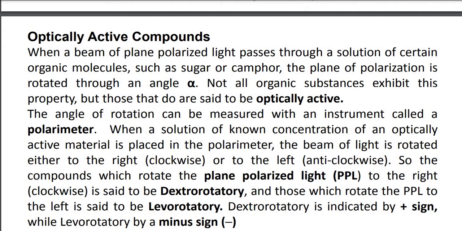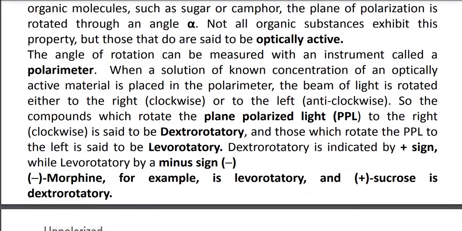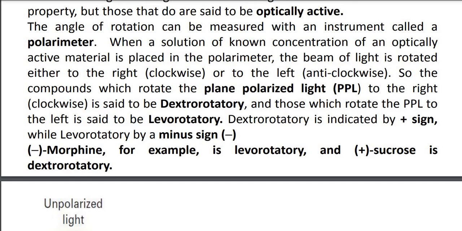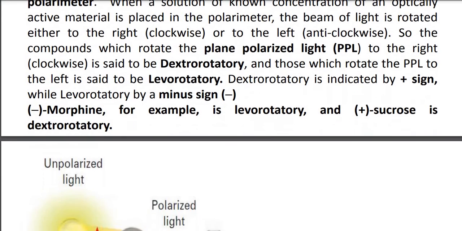When a solution of known concentration of an optically active material is placed in a polarimeter, the beam of light is rotated either to the right, clockwise, or to the left, anticlockwise. The compound which rotates plane polarized light to the right, clockwise, is said to be dextrorotatory, and those which rotate the PPL to the left are said to be levorotatory. Dextrorotatory is indicated by a plus sign and levorotatory by a minus sign. So minus morphine, for example, is levorotatory and plus sucrose is dextrorotatory.